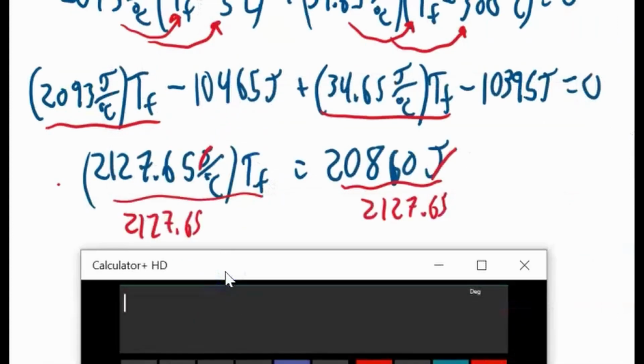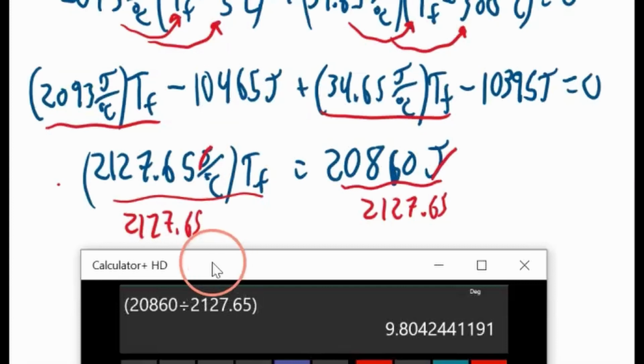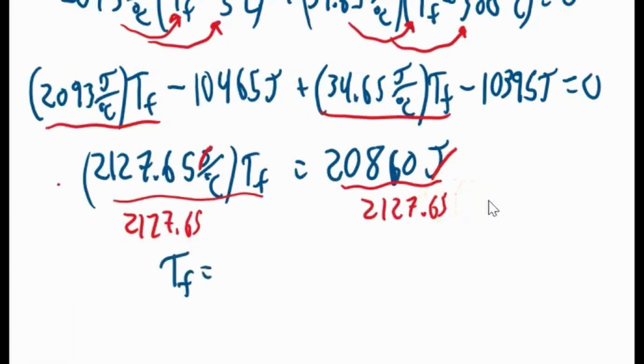Okay, so 20,860 divided by 2127.65 is, oh, it doesn't heat up that much at all, does it? Look at that, 9.80. I was expecting it to be a lot more, but we'll see why it makes sense. 9.804 degrees Celsius.